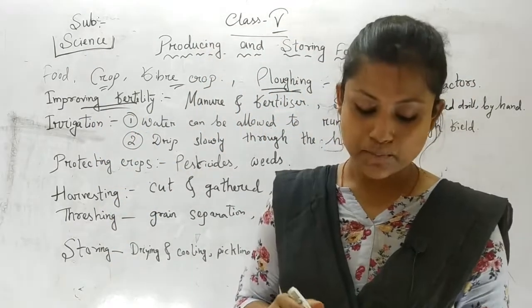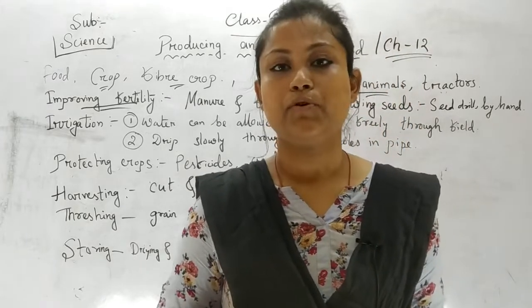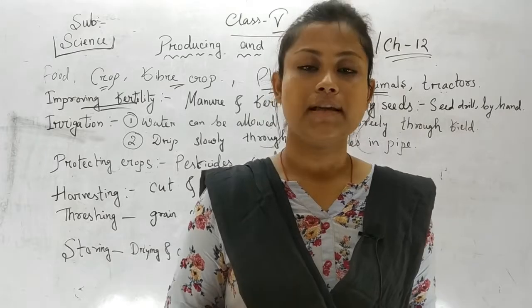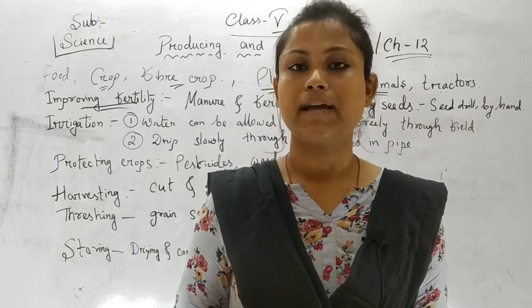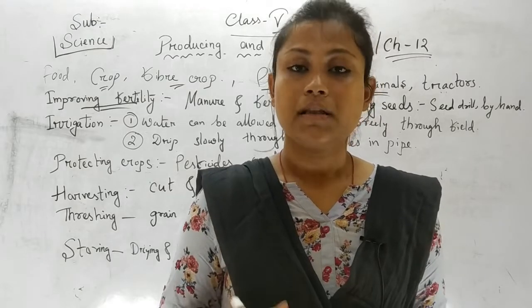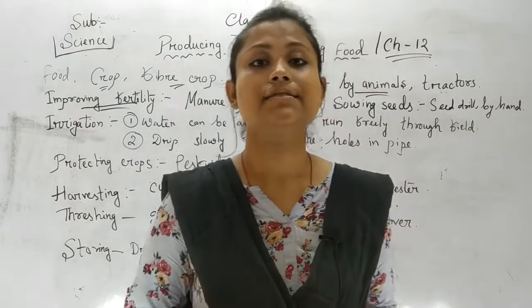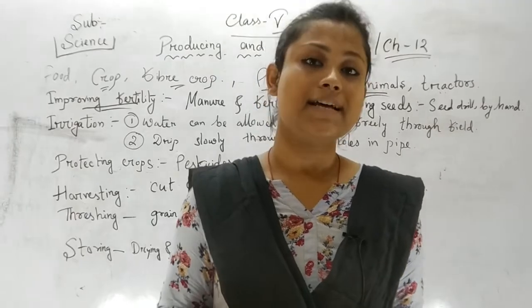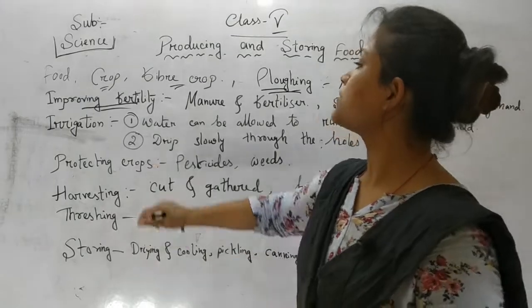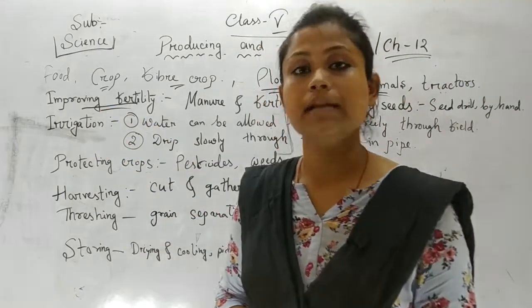Okay, next point is improving fertility. What is the meaning of improving fertility? When a crop grows in a field each year, the nutrients present in the field get less and less day by day. It is decreasing day by day. Yes or no? So we have to improve the fertility so that our crops can grow well.